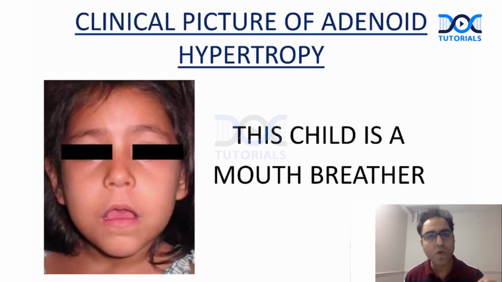The typical look of the child is called adenoid face, and the main thing in that is the mouth breathing. The mouth is always open. The teeth are also having dentition problem, malocclusion of teeth, pinched nose, and the palate is also going high in these children. So remember, adenoid face, mouth breathing child is a clear-cut clue for the adenoid hypertrophy MCQ.